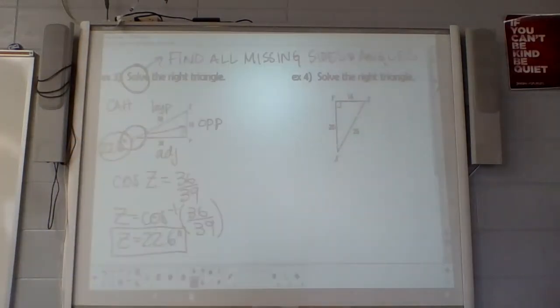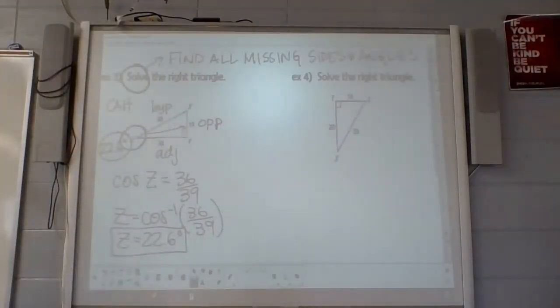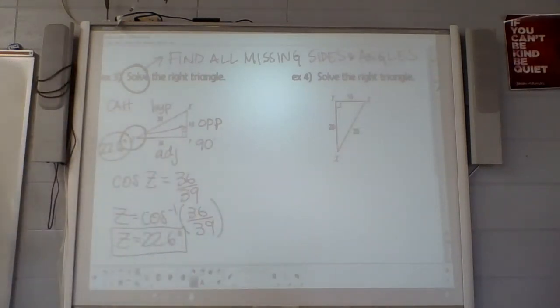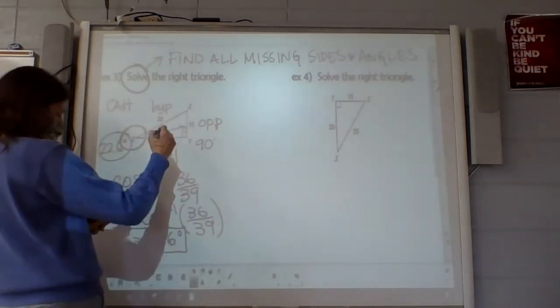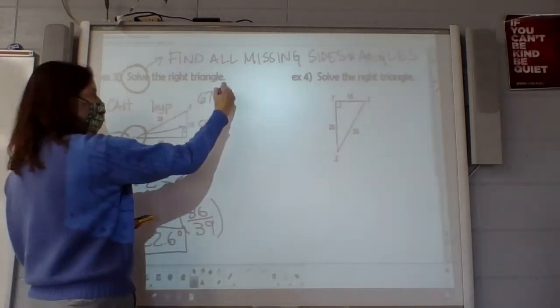Once I know angle z, how can we find angle x? What's that? 180. Yeah, now we can just subtract. We know y is 90. So we can just subtract them. Basically, I usually do 90 minus 22.6. So we got 67.4 for my x.